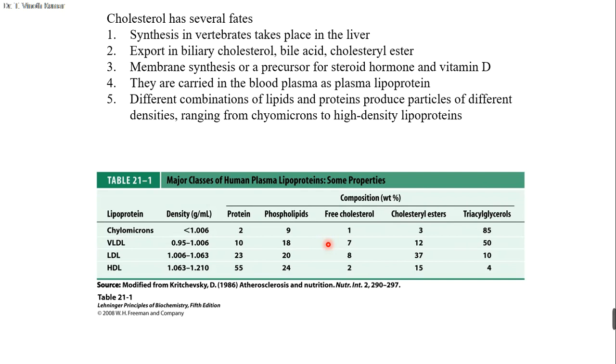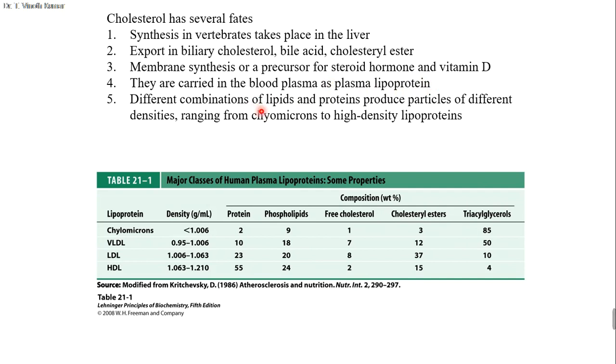We already discussed cholesterol. It has several fates. Synthesis in vertebrates takes place in the liver, and export of the cholesterol is in biliary cholesterol, bile acid, and cholesterol ester. So these are the three export forms of cholesterol. And membrane synthesis, or a precursor for steroid hormone and vitamin D, is also a major function of cholesterol. They are all carried in the blood plasma as plasma lipoproteins. So we are going to study this now.